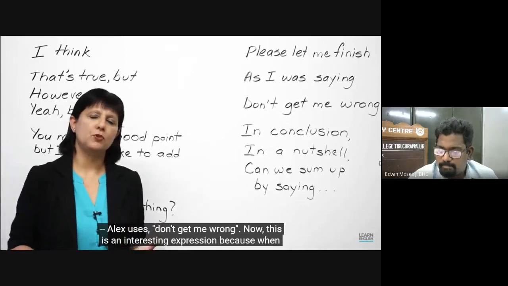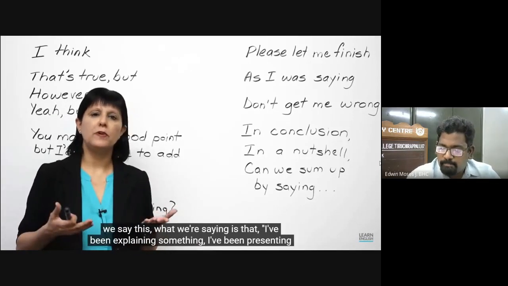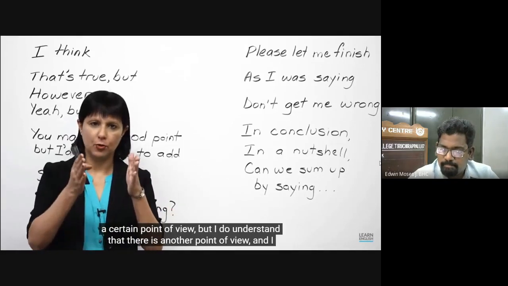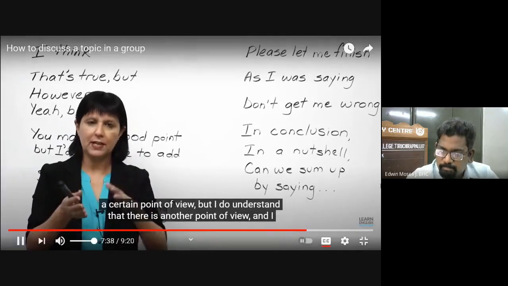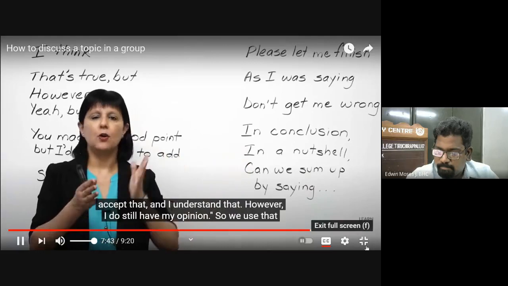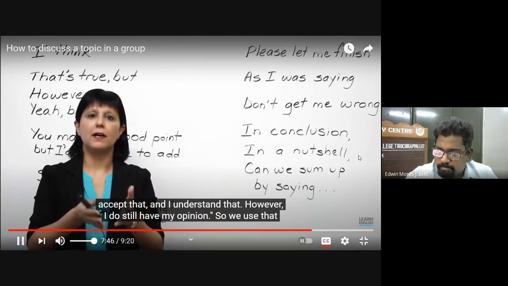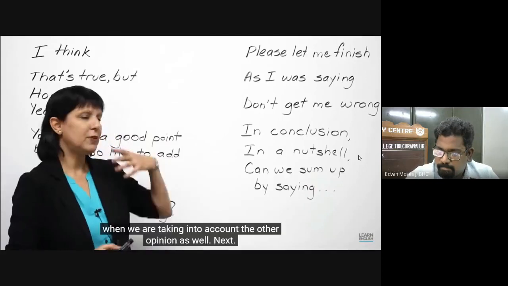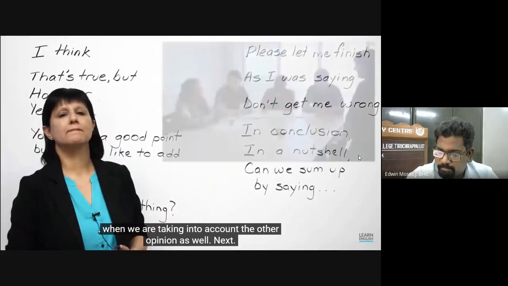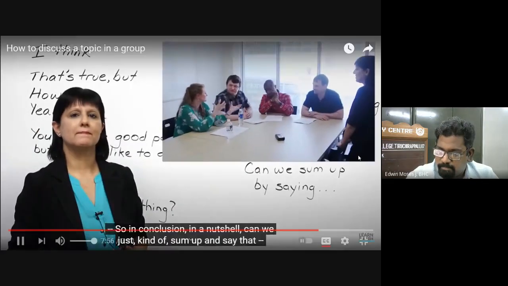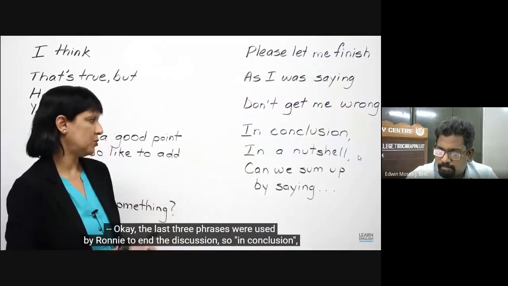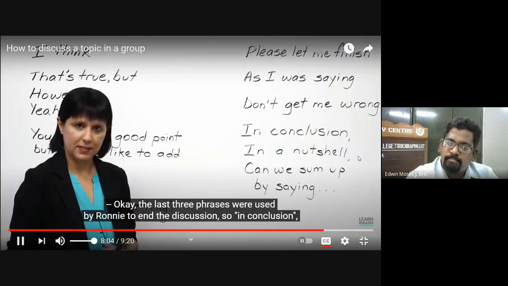"Don't get me wrong, I mean, there are good resources on the internet." Alex uses don't get me wrong. Now, this is an interesting expression because when we say this, what we're saying is that I've been presenting a certain point of view, but I do understand that there is another point of view, and I accept that. However, I do still have my opinion. So we use that when we are taking into account the other opinion as well.